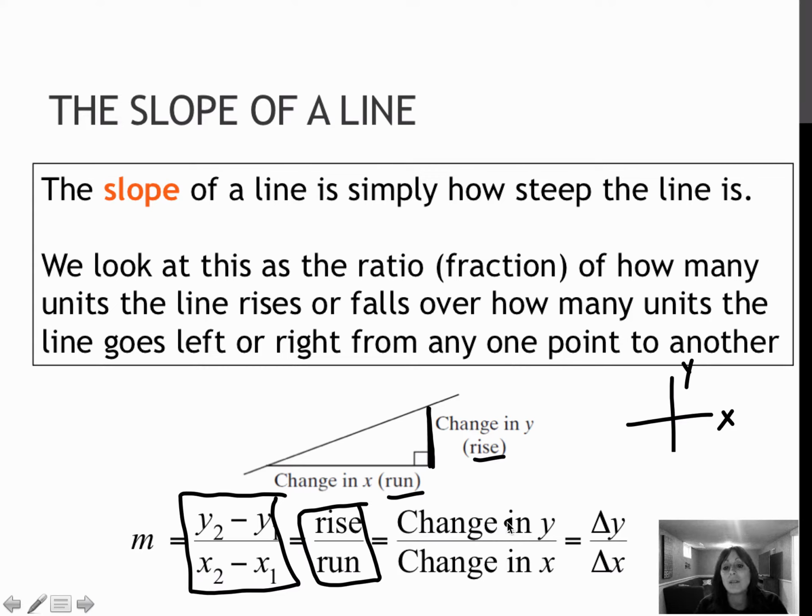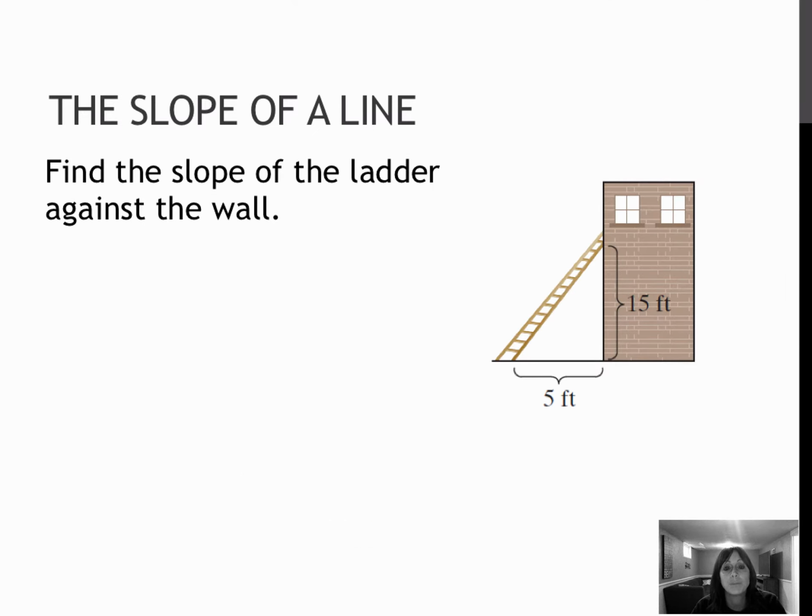You might see slope written as change in y over change in x, because that is what we're doing, we're finding the difference in the y values and the difference in the x. Delta y over delta x, again, delta just means the change in, and so that is another way you might see slope.